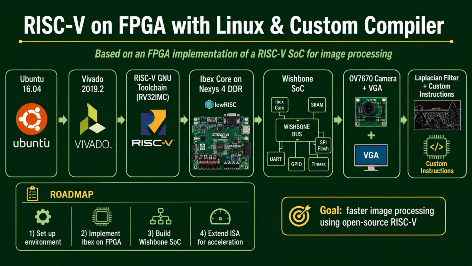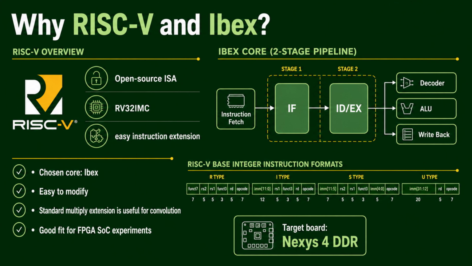to hardware acceleration. Before implementing the processor, we need to understand why RISC-V is a good architecture for this kind of FPGA project. RISC-V is an open instruction set architecture. This is especially useful when the goal is processor customization, because the architecture allows designers to introduce instruction extensions without developing an entirely new processor from scratch. In this project, the selected configuration is RV32IMC. RV32 means that the general purpose registers and basic data path are 32 bits wide.